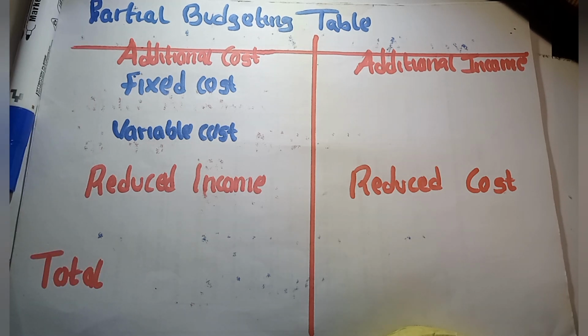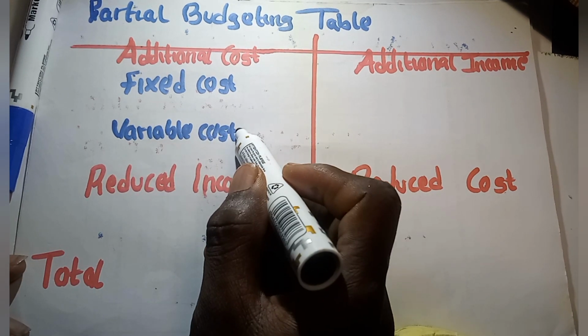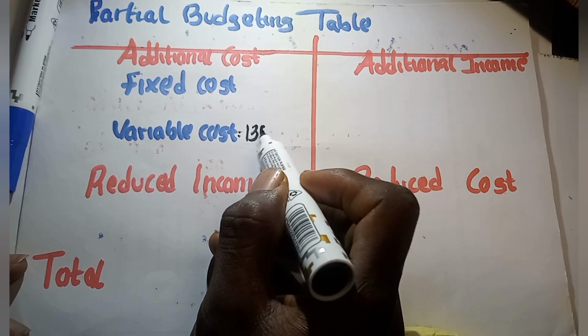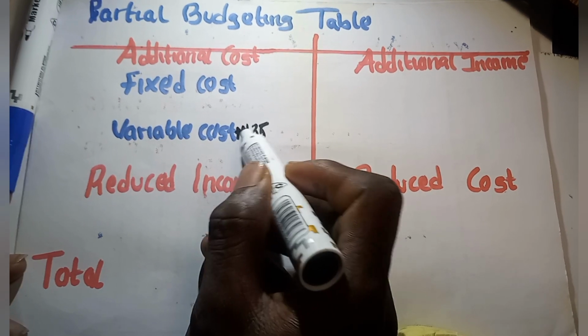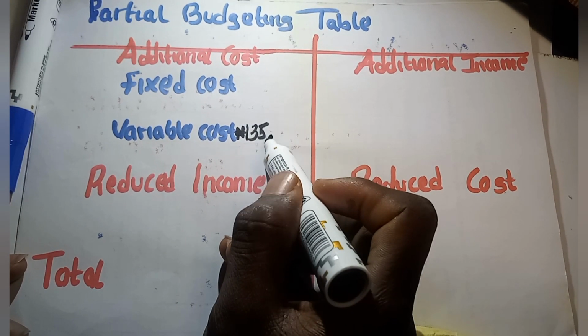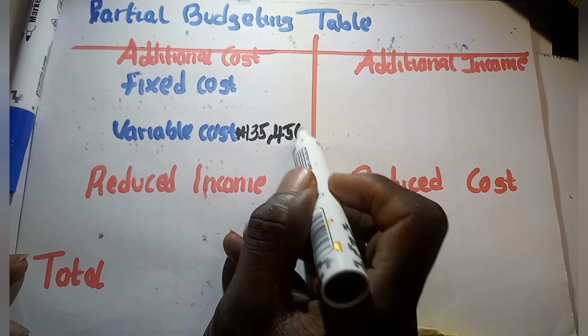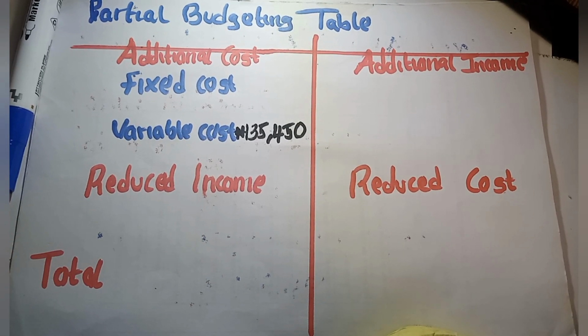135,000 naira. Total additional fixed cost is 135,000 naira. And 135,450. So this is the total additional variable cost.